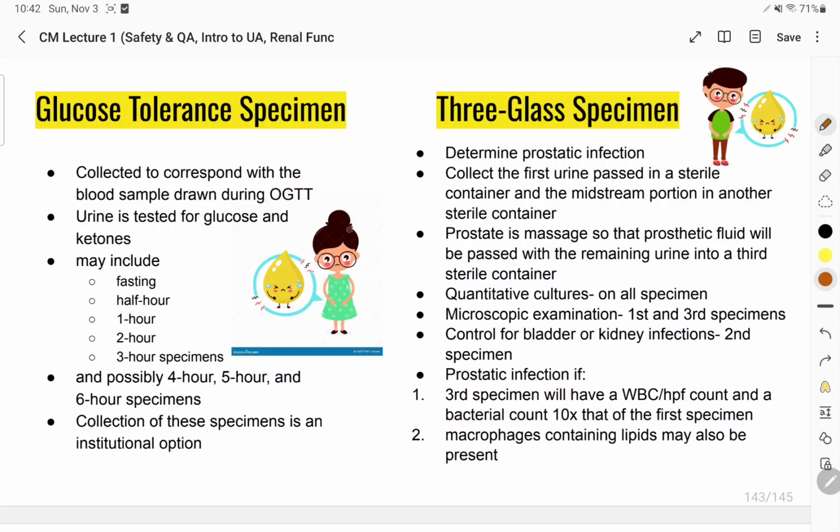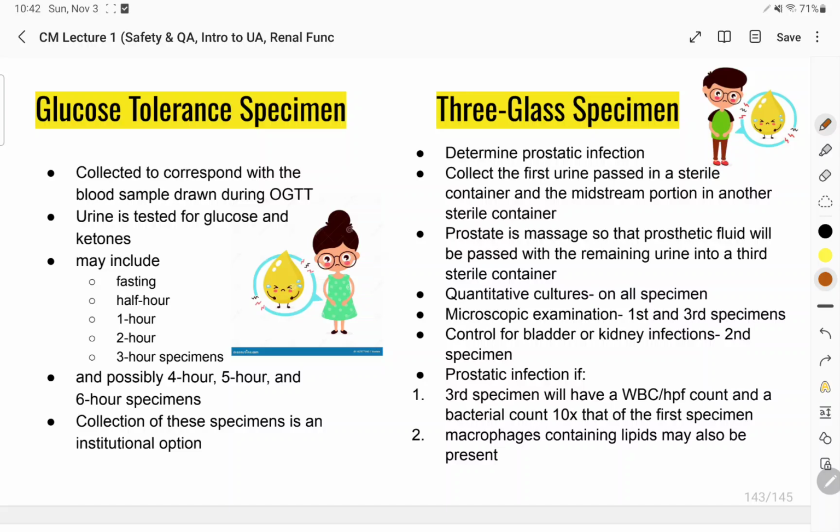Okay, we also have the 3-glass specimen. The 3-glass specimen is used to determine prostatic infection. So, there are three specimens, three bottles. First, you collect the first urine passed in a sterile container using the midstream clean catch method. Okay? You collect the very first void. And then the midstream part of the urine is collected in another container.